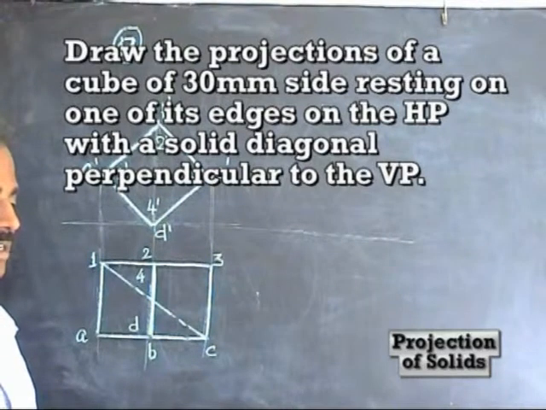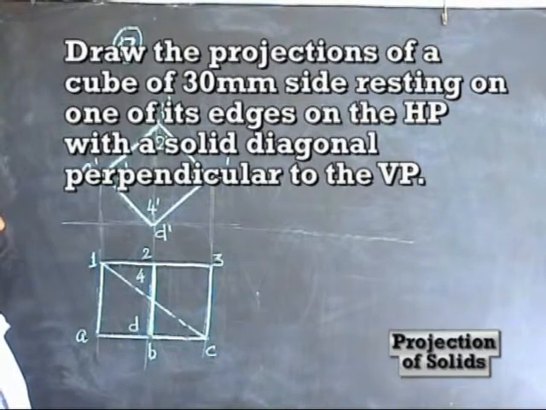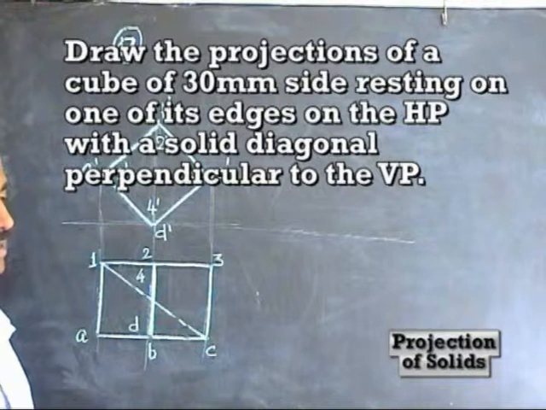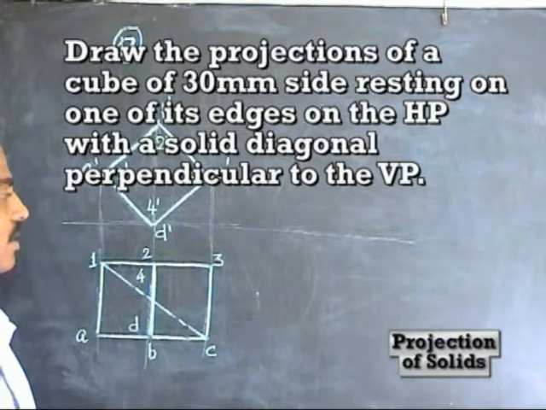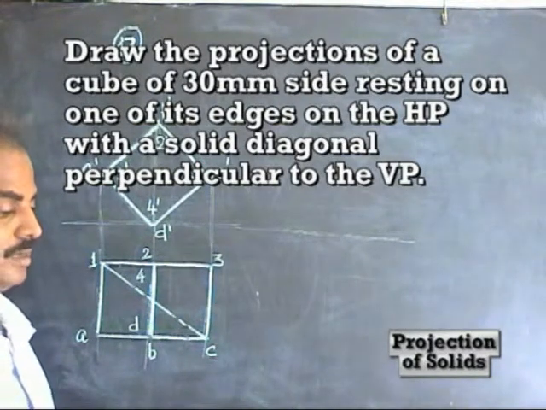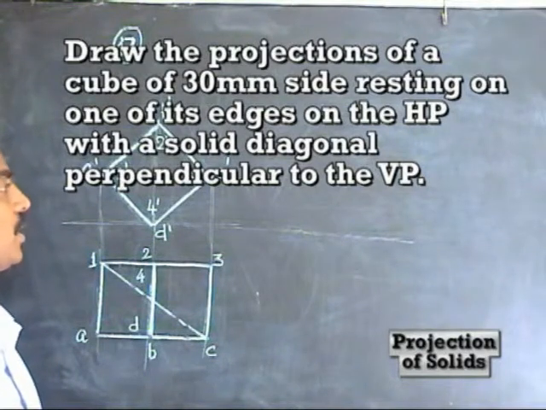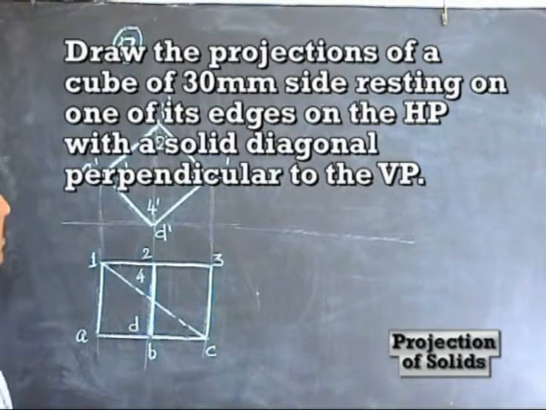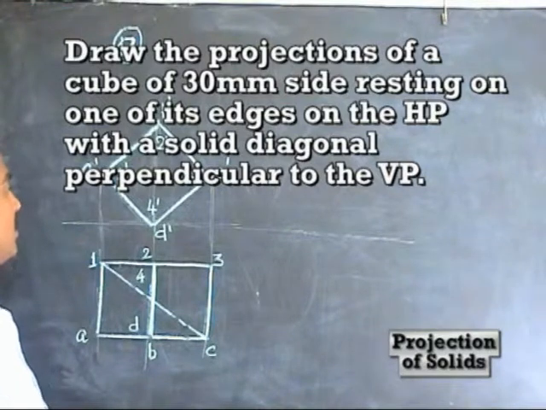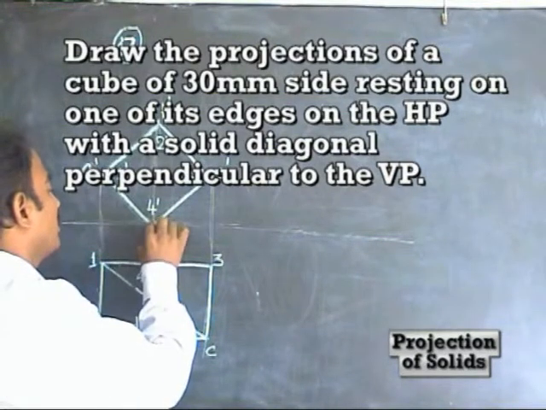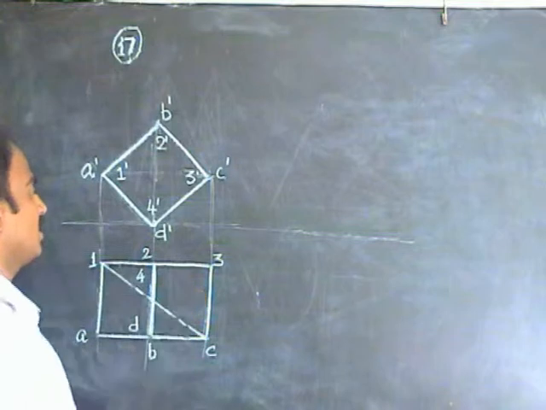Number 17. Draw the projection of a cube of 30 mm side resting on one of its edges on the HP with a solid diagonal perpendicular to VP. Here it is not the side on HP but one edge on HP. The edge 4D is on HP.